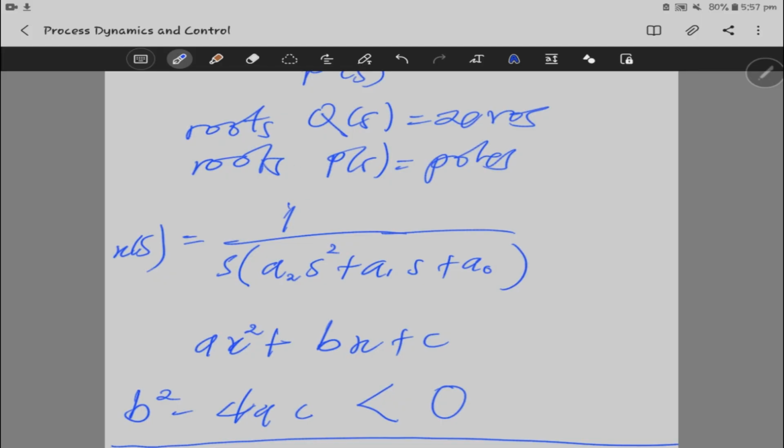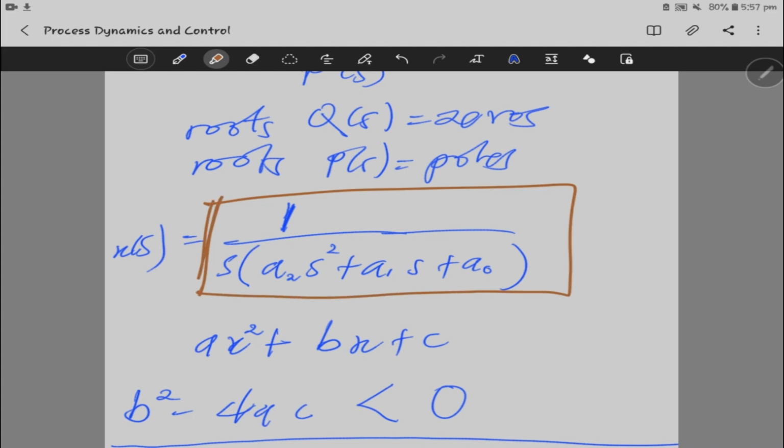Let's say after modeling a system, after we made the objective function, we have something like this. This down here is what we will call the characteristic polynomial. This is a general form; it could be of any form.